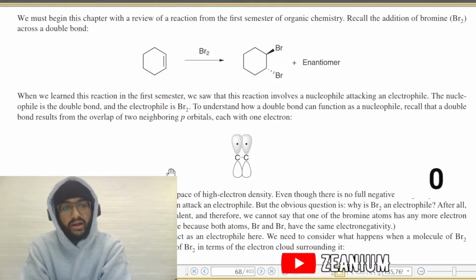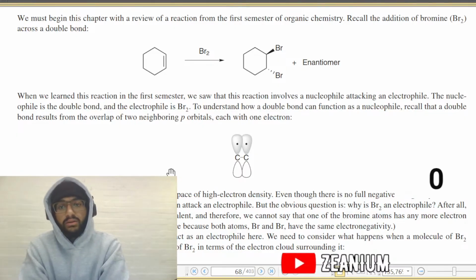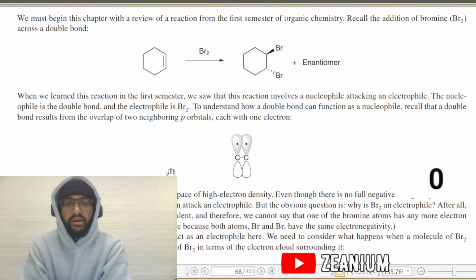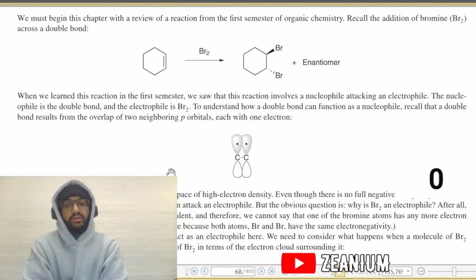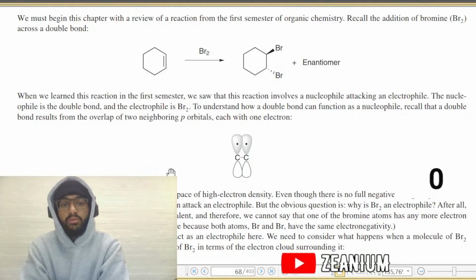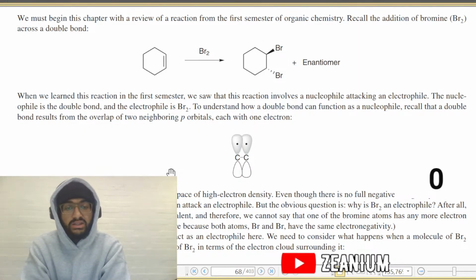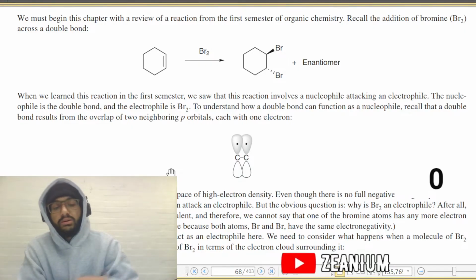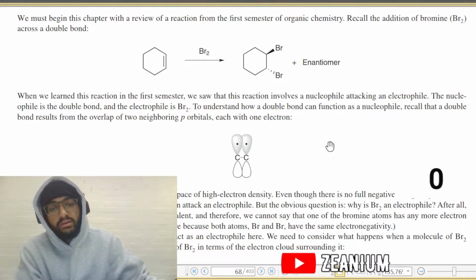When we learned this reaction in the first semester, we saw that this reaction involves a nucleophile attacking an electrophile. The nucleophile is the double bond, and the electrophile is bromine. To understand how a double bond can function as a nucleophile, recall that the double bond results from the overlap of two neighboring p orbitals, each with one electron. So it looks like this.